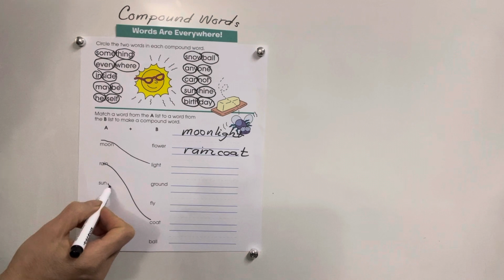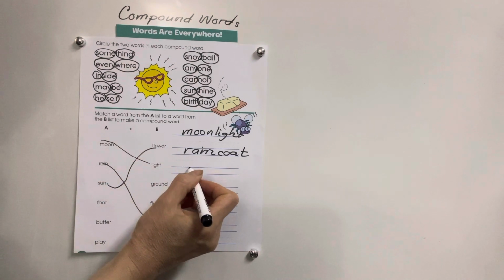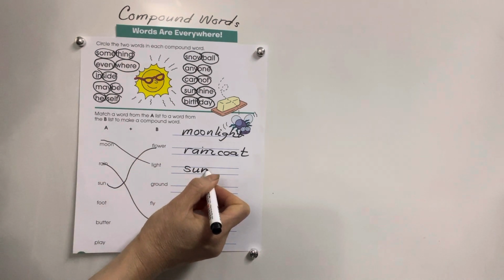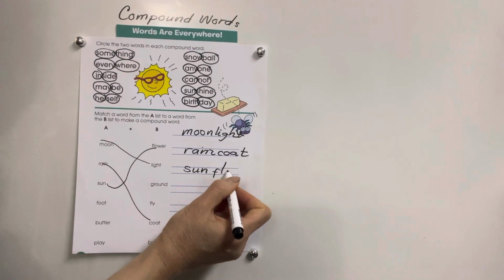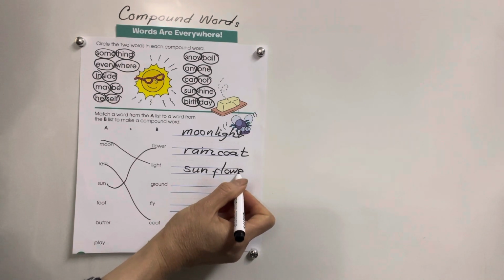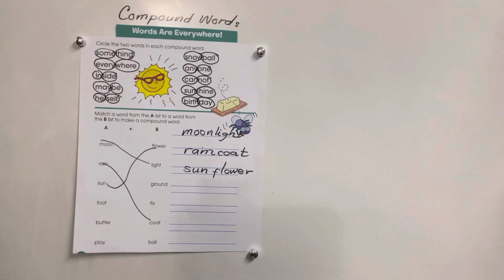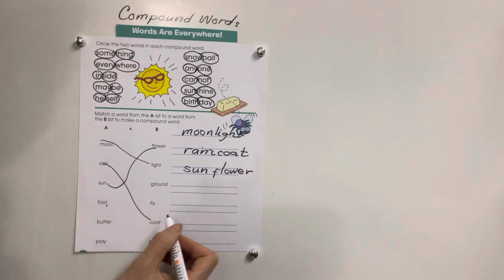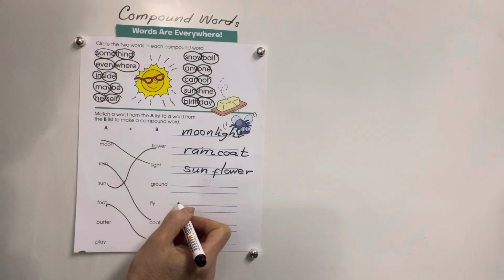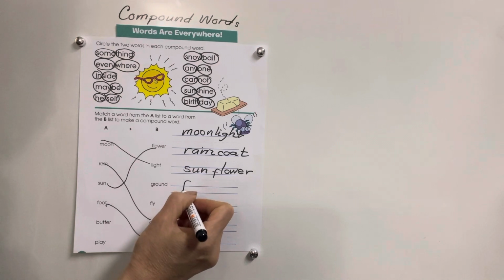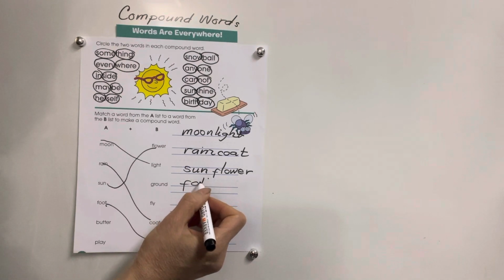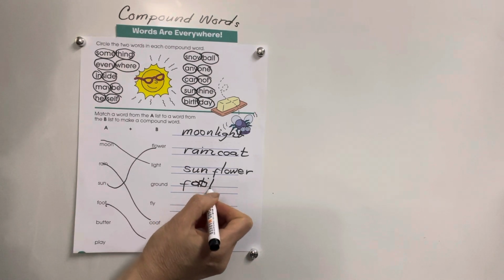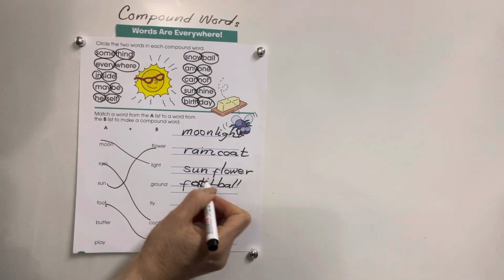Sunflower. The flower looks like a sun. It has a yellow color and is very bright. It looks like the sun. We call it sunflower. Next. Football. Foot, ball. It's a ball, but you use your foot to kick, so we call it football. Sorry, I made a mistake here. Can you see it?